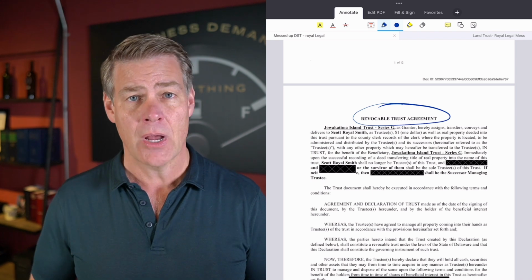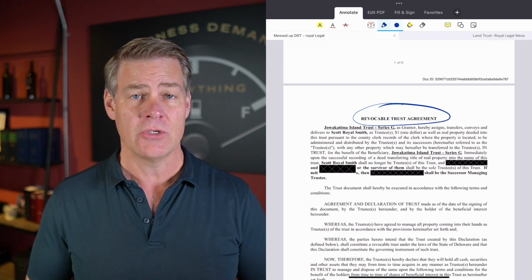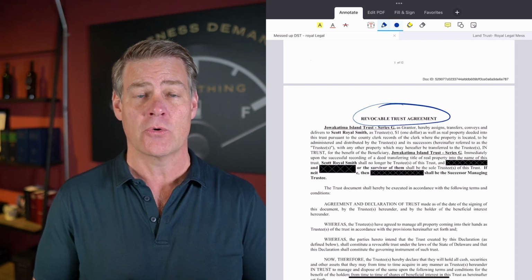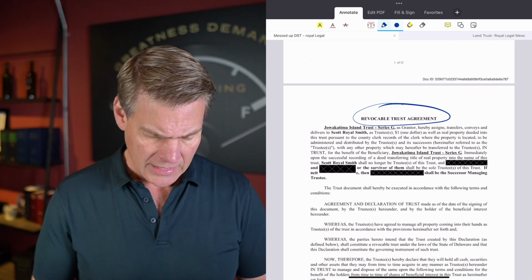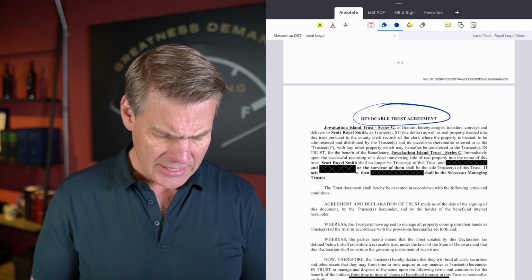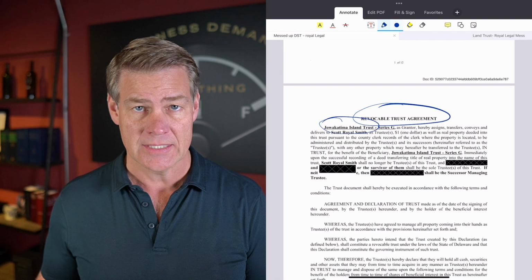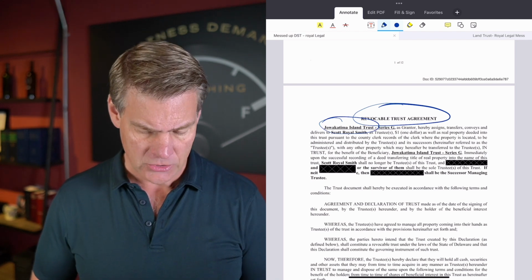Now, the second problem I found in looking at this trust agreement you need to be aware of is that if somebody tells you to set up a statutory trust and create series, well, when you create the trust, it actually has to state that it is a series trust when you're creating that trust.